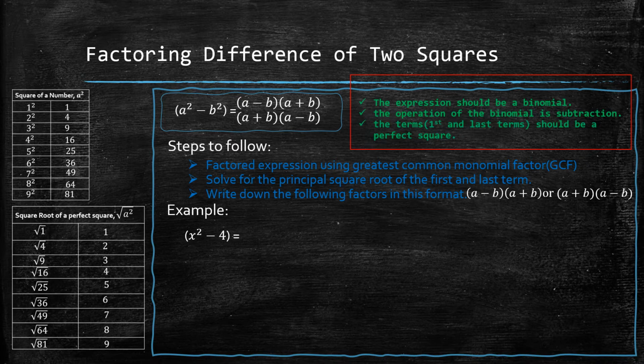So, meaning, nakasulod na ta atong tulo ka criteria. So, since nakasulod na ta sa tulo ka criteria, atong buhaton is to follow the steps. Now, first step is factor the expression using greatest common monomial factor.